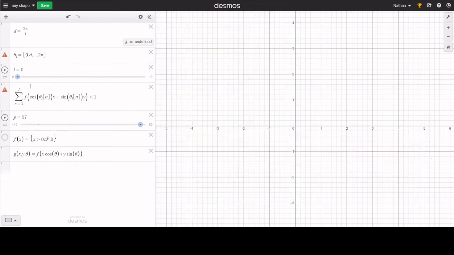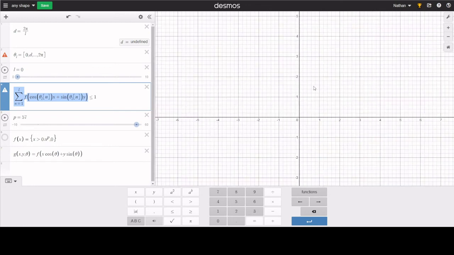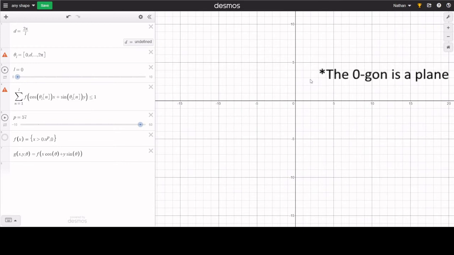And in the zero case, the way I've been doing this breaks down, but this essentially simplifies to the sum of nothing, which would just be 0, is less than or equal to 1, which is true for every single point, and so the zero-dimensional point is just the entire plane. So that is my equations.